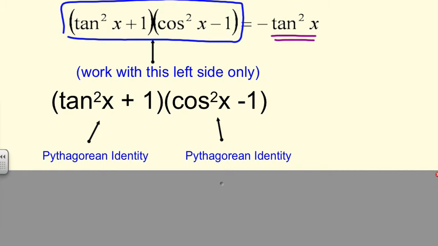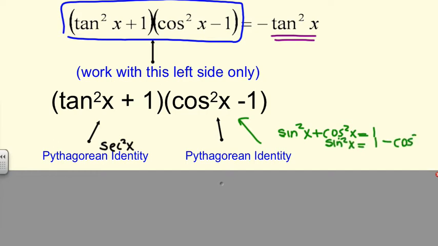So one of the identities here, the tangent squared of x plus 1, is going to be replaced with secant squared of x. Now this one is a little bit harder to see. It's not exactly on your gold sheet, but you can change it. The sine squared of x plus the cosine squared of x equals 1. It doesn't look like that quite yet. So what we're going to do is solve this for the sine squared of x. So I'm going to subtract, 1 minus the cosine squared of x.